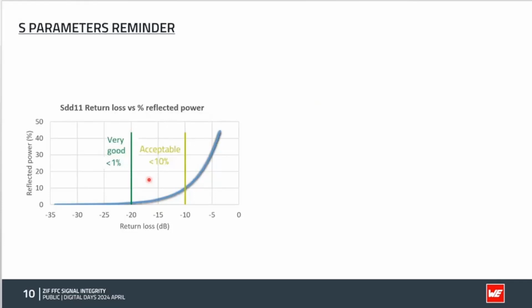One small reminder about the decibel. That's important because we always talk about decibel, dB, and well, even me, sometimes I forget what it means. So below minus 20 for the return loss, this is below 1% of the power reflected. Between minus 20 and minus 10 dB, you've got below 10% of the power reflected, and above, this is of course above 10%. So of course it depends on your application, depends on your protocol, but let's consider for this training that very good is below 1% and acceptable is below 10% of the power reflected.